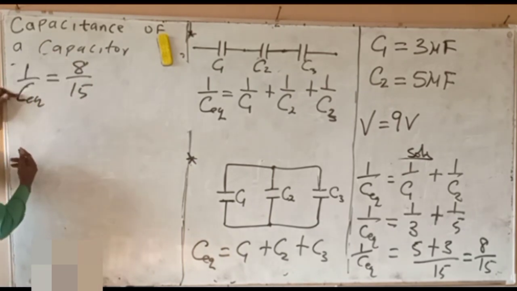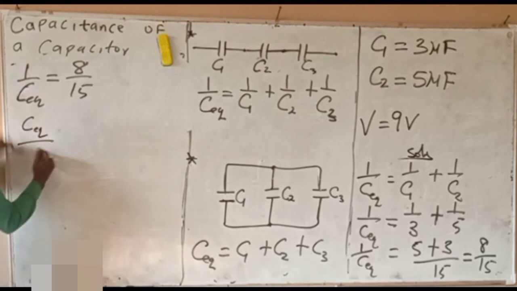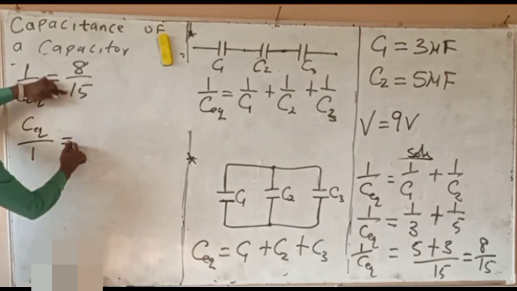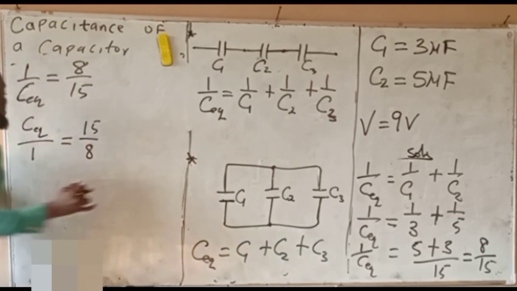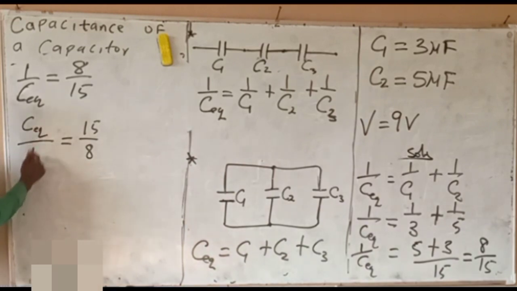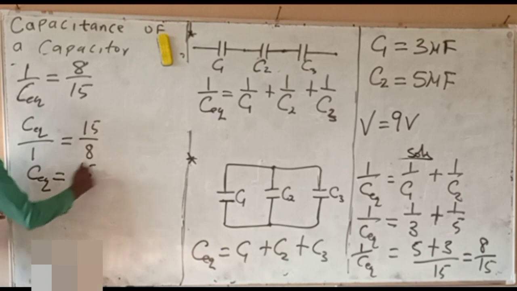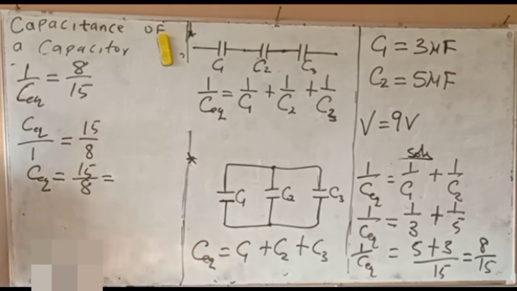Let's try it. Bring C equivalent here, we will have C equivalent. Bring 1 to the downside, we will have 1. Bring 15 here, we will have 15. Bring 8 here, we will have 8. Same thing. Then this will give us C equivalent equal to 15 over 8. If you calculate, you are going to have it in decimal fraction.